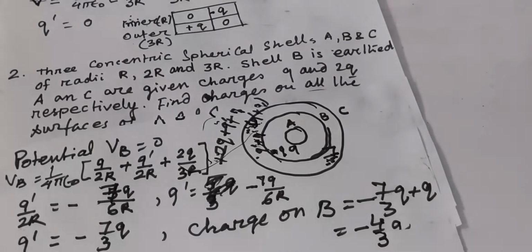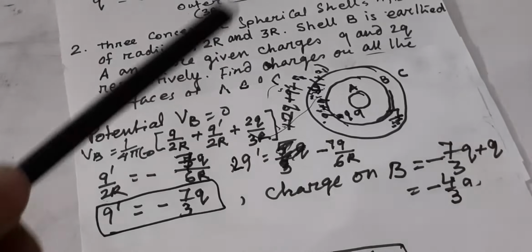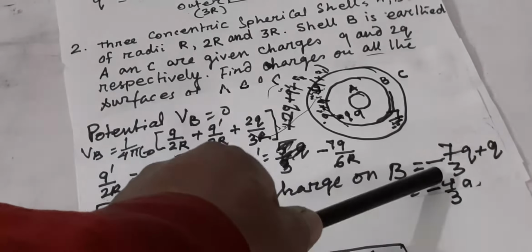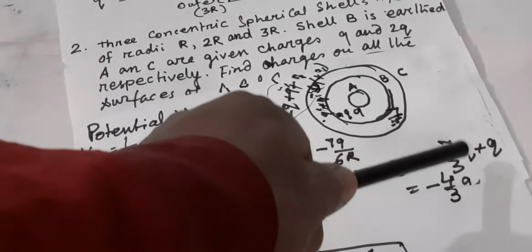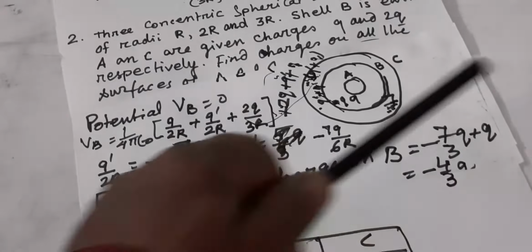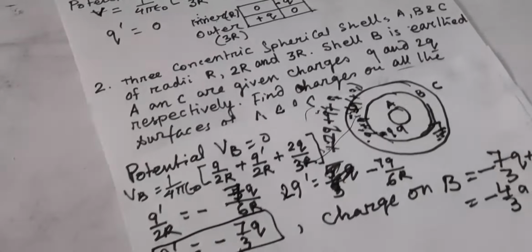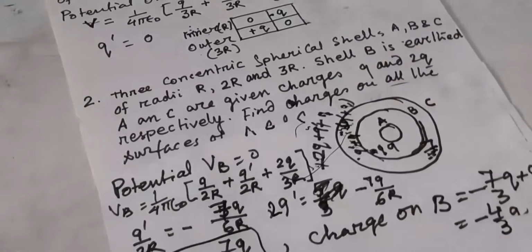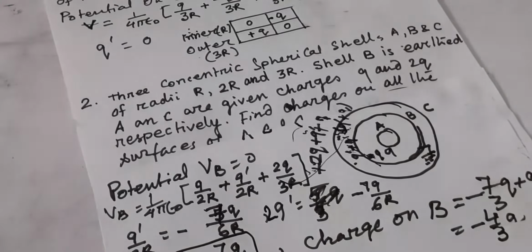That is a small mistake. You can see Q dash will be minus 7 by 3 Q. Then on sphere B, charge will be how much? Q dash plus Q. Q dash means minus 7 by 3 Q plus Q. Summing this, you will get minus 4 by 3 Q. That is the amount of charge on the outer surface of sphere B.